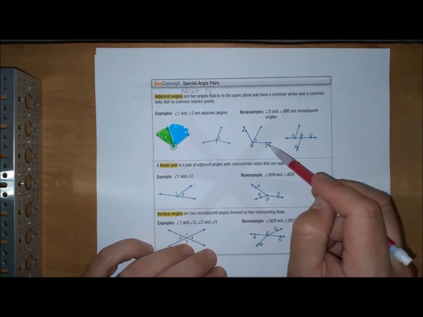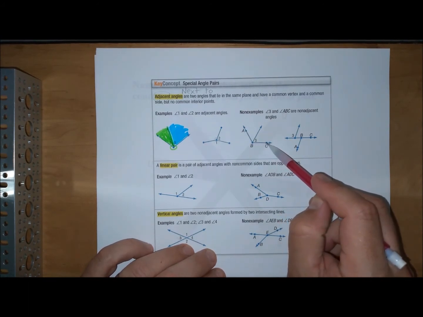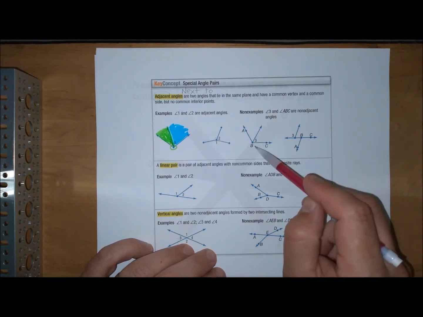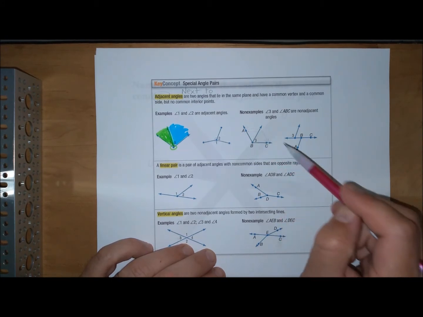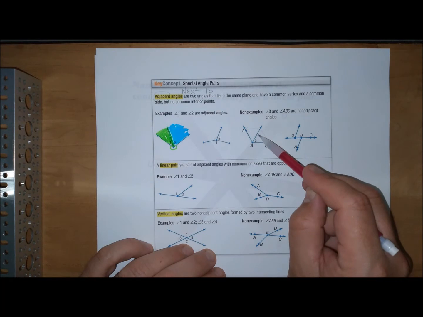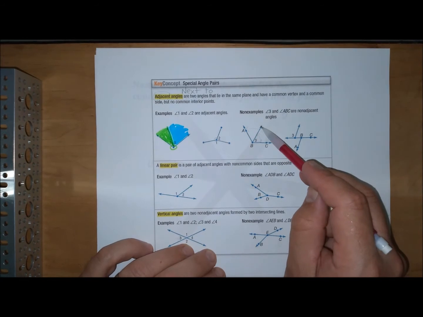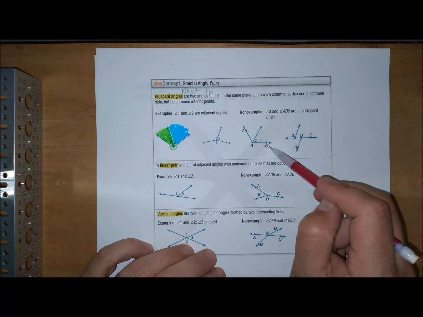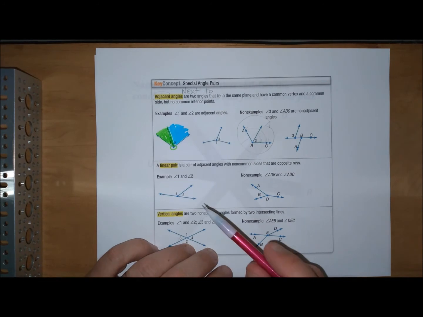Here, angle 3 is not adjacent to angle ABC. Why not? They share a common vertex. They share a common side. Actually, their common side is over here. But that means that this angle ABC has some overlapping interior points with angle 3. You can see they have common interior points. So actually, angle 3 is like part of the space that angle ABC takes up. So this is not an example of an adjacent angle.